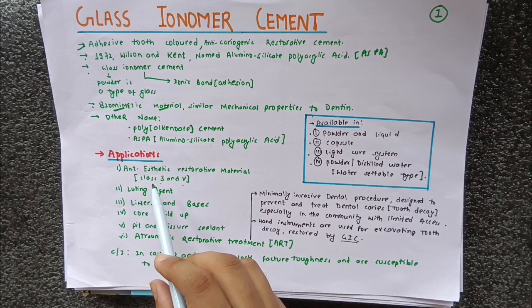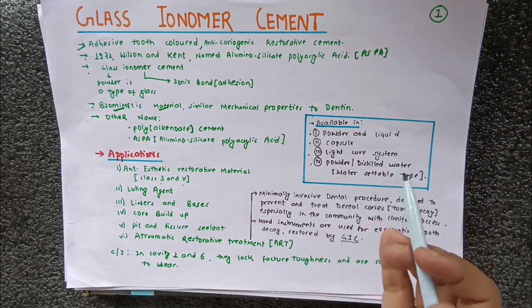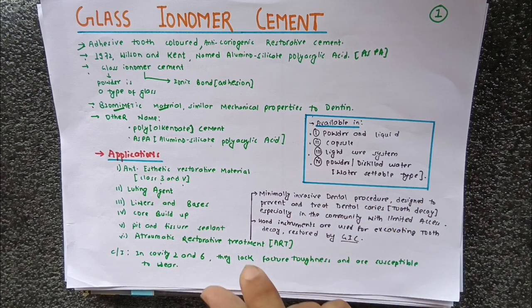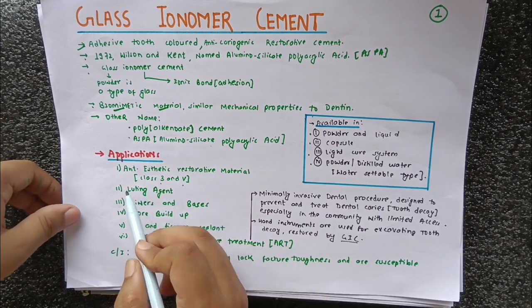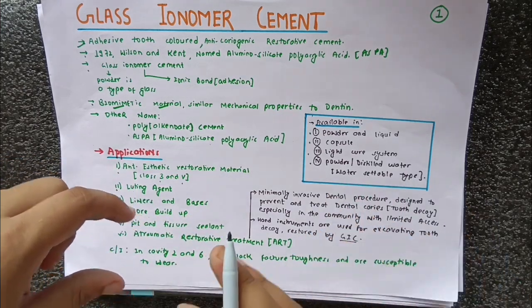So that is a class 3, and class 4 means touching the incisal edge. Similarly, class 5 is present in the gingival third of all the teeth. In those cavities we use it as a restorative material. Similarly, it is also used as a luting agent, attaching the prosthesis to the tooth structure.